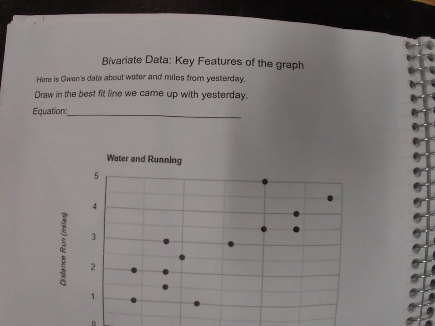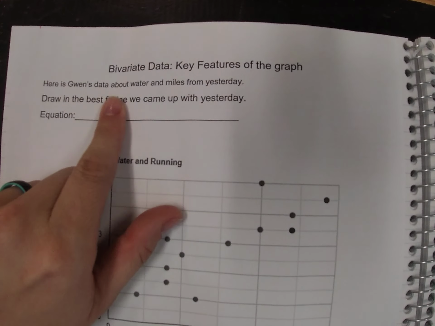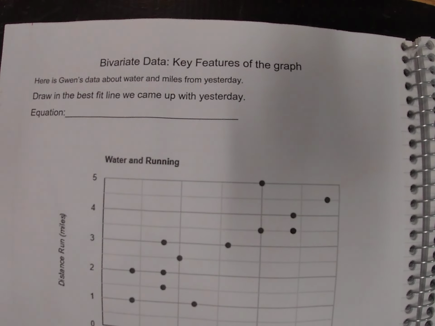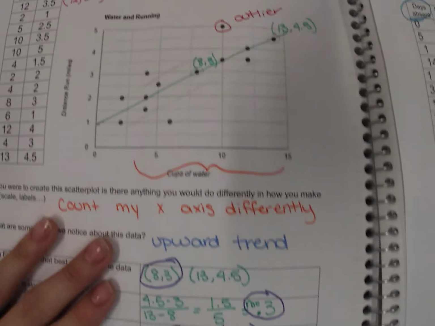Today we are going to be looking at bivariate data and key features of a graph that we get when we're looking at those scatter plots and best fit lines that we talked about yesterday. So we're going to pull from the data we had yesterday instead of starting from square one. Yesterday we talked about how much water you drink and how many miles you can then run, right? So if we flip back to that, that was on page 27.